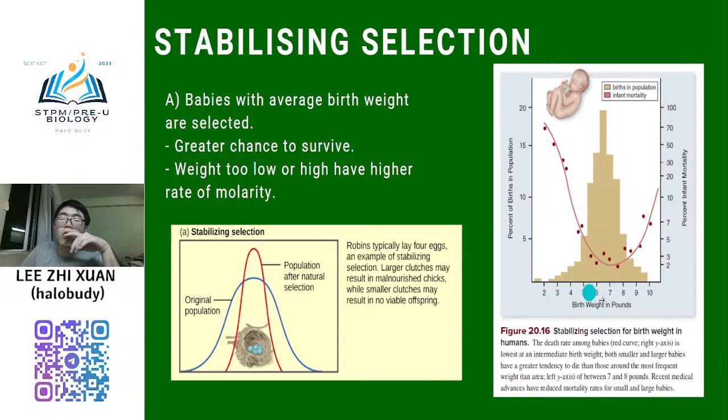So normally the body weight of babies born in the world is 5 to 8 pounds. There are also some extreme cases, but they are very rare, because if the baby weight is too low or too high, it can contribute to a high mortality rate. Because of this kind of environment, the baby body weight will go through this kind of selection. It will choose the intermediate characteristic. So that is what we call stabilizing selection.